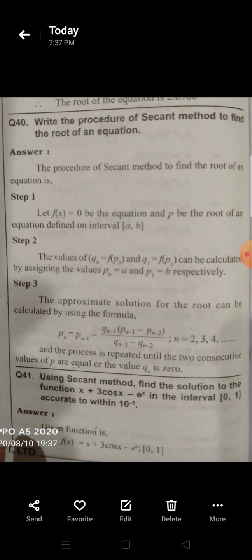Step 3. The approximate solution for the root can be calculated by using the formula pn equals pn minus 1 minus qn minus 1 into pn minus 1 minus pn minus 2 by qn minus 1 minus qn minus 2, n equals 2, 3, 4, and so on, and the process is repeated until two consecutive values of p are equal or the value qn is 0.